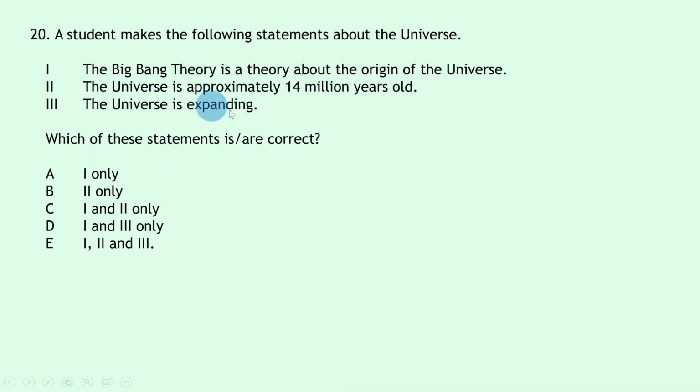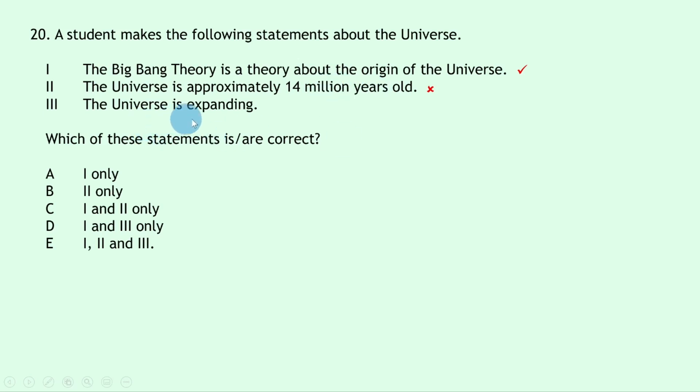Well, let's go through each statement in turn and decide which ones are true and which ones are false. So the first one, the Big Bang Theory is a theory about the origin of the universe. That is true. So it's an effort to explain what happened at the start of the universe, how the universe came to be. And statement 2, the universe is approximately 14 million years old. That is false because it's not almost 14 million years old, it's almost 14 billion years old. So to be more precise, it's about 13.8 billion years old, or 13.8 times 10 to the 9 years old. So they've tried to trick you here with the million.